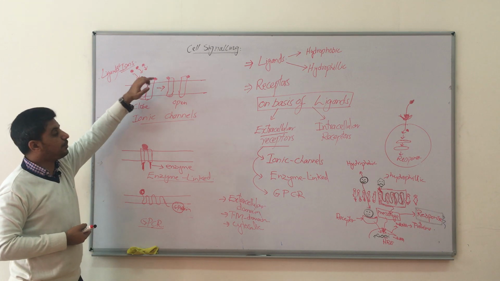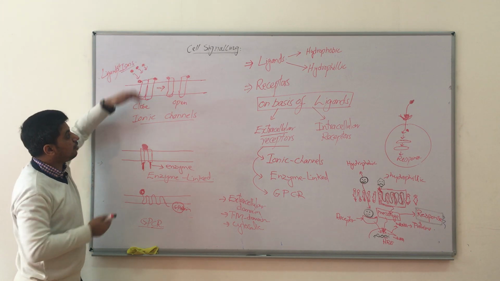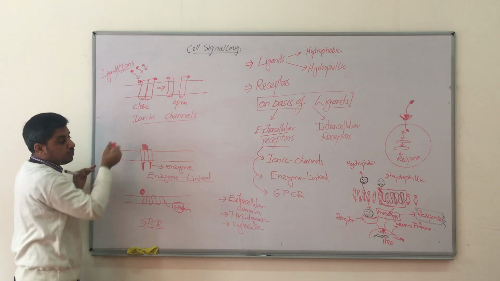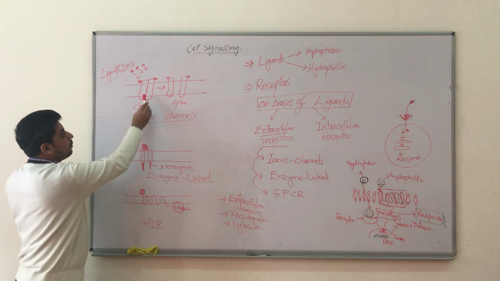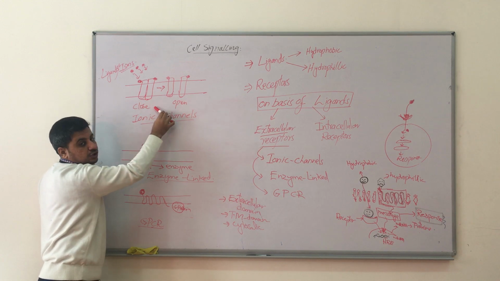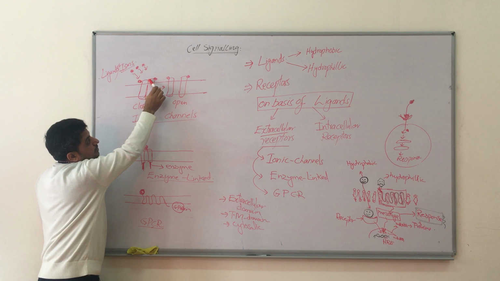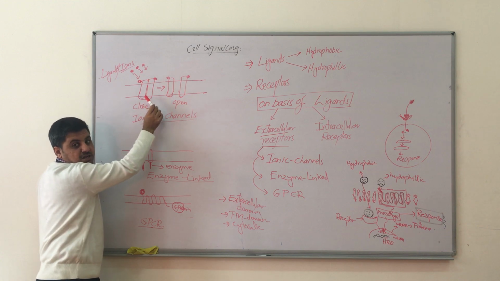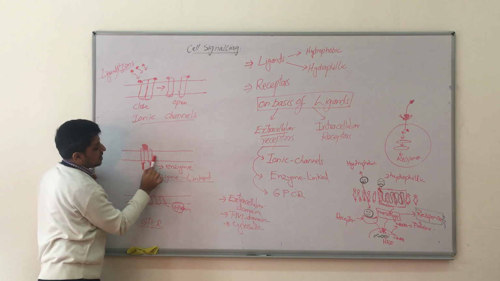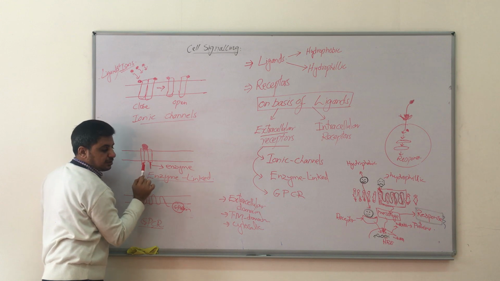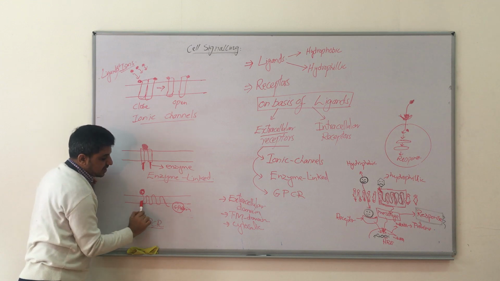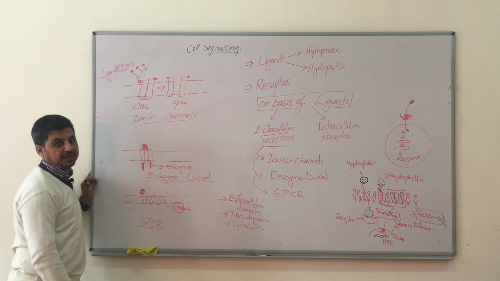So in these 3 receptors, you will find 3 things which are very common: the protein portion or the receptor portion which is outside the cell, that is the extracellular domain, like you can see over here, and the portion which is spanning inside the lipid bilayer, that is the transmembrane domain, and the portion which is inside the cytosol is named the cytosolic domain. Like in this ionic channel you can see the extracellular domain, transmembrane domain, and cytosolic domain. In enzyme-linked receptors, you have the extracellular domain, transmembrane domain, and cytosolic domain. Same in the case of GPCR.